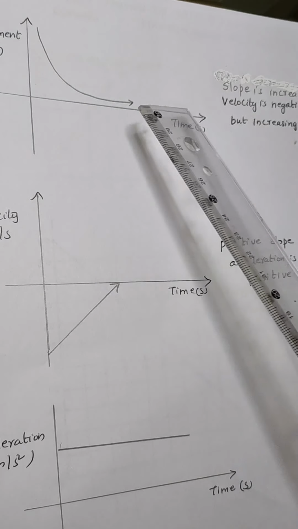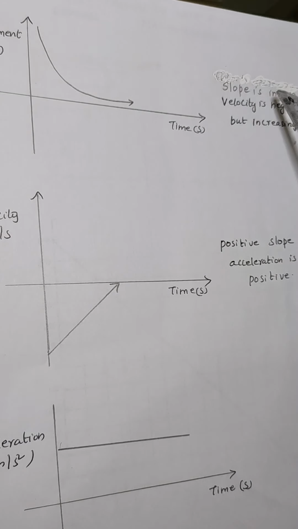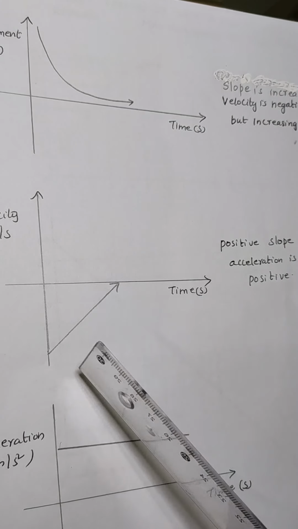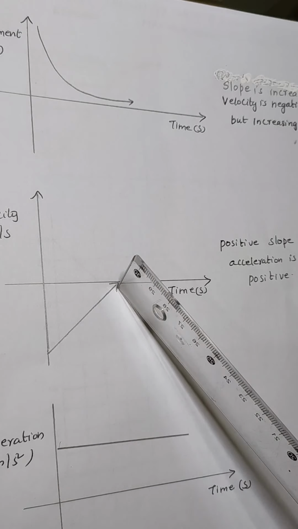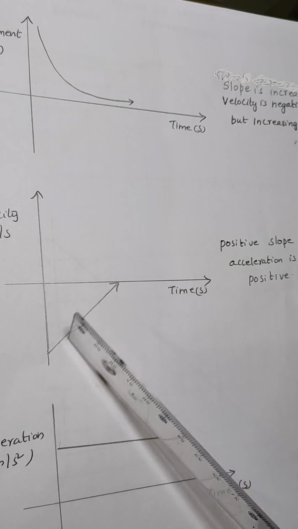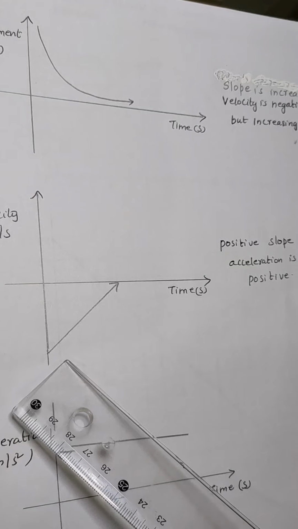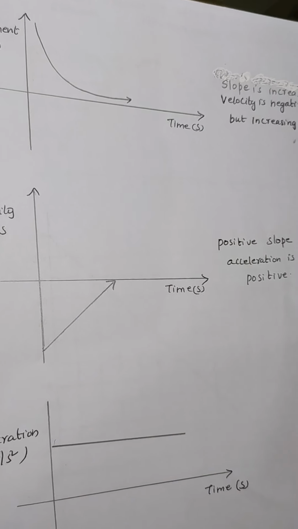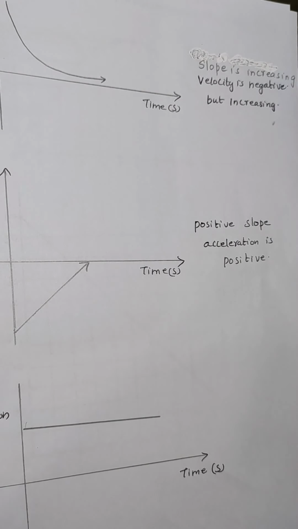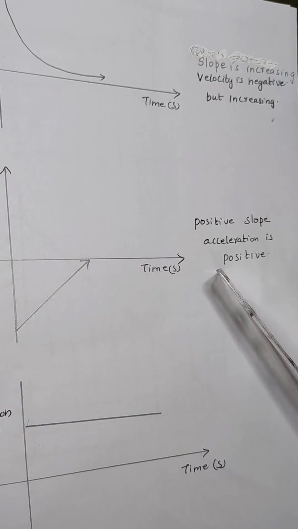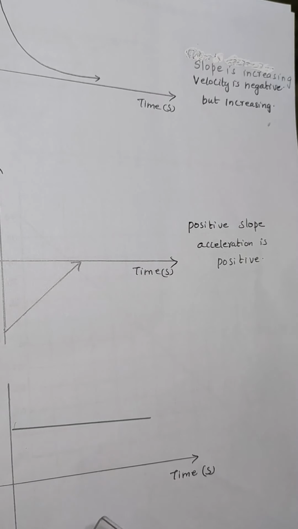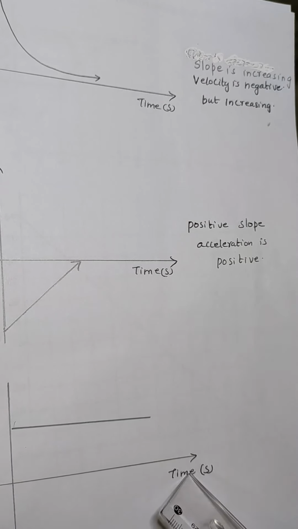Here you can see that the velocity is negative, but it has a positive slope. The velocity-time graph shows a positive slope, which means the acceleration is positive. But the acceleration is again constant, uniform acceleration.